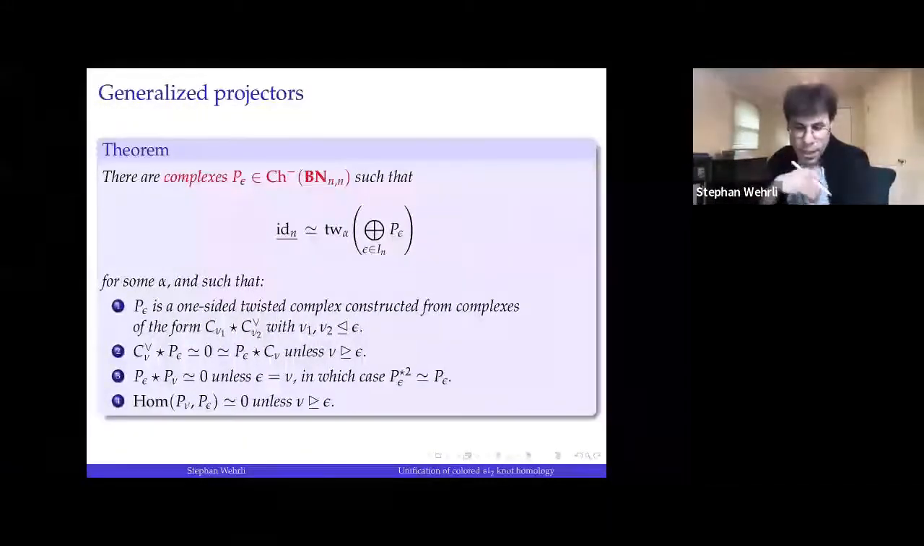So for each epsilon, for each of these generalized projectors, we can define a generalized categorified projector. This is a chain complex in this Bar-Natan category, BN_n. And what we can show is that the identity tangle, viewed as a chain complex in degree 0, is just a twist of the direct sum of these complexes. And these complexes have all the properties that you want them to satisfy. So for example, they are orthogonal up to homotopy and they are idempotents up to homotopy.